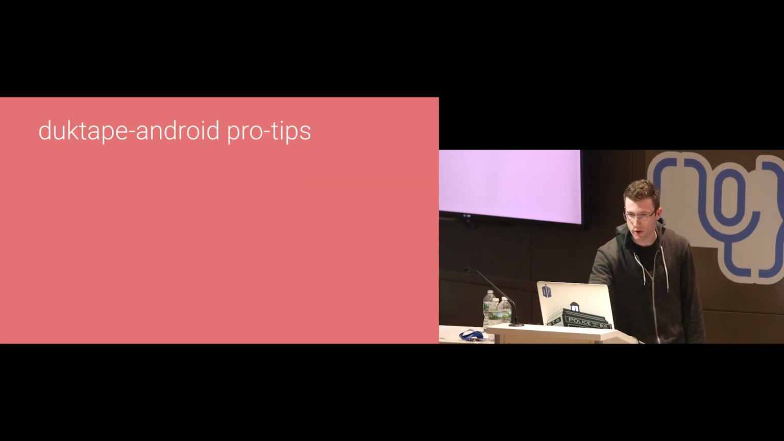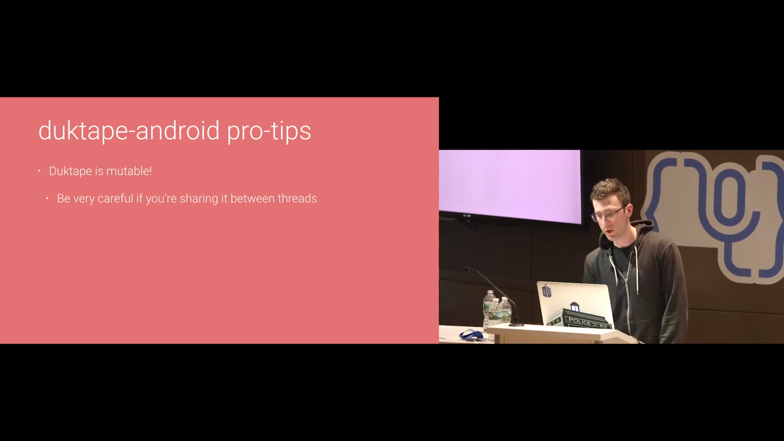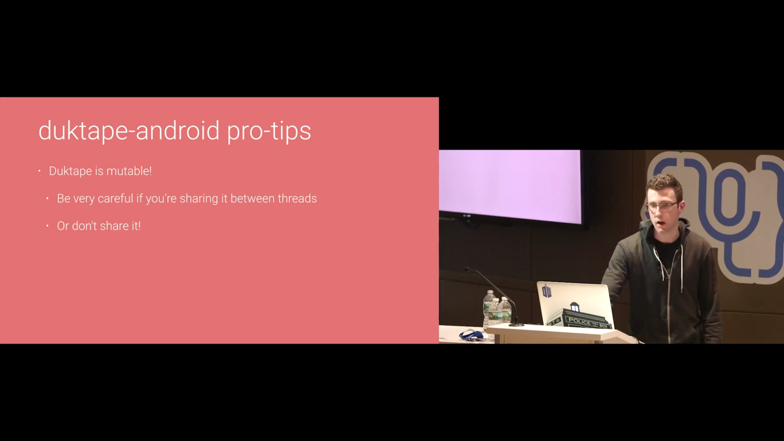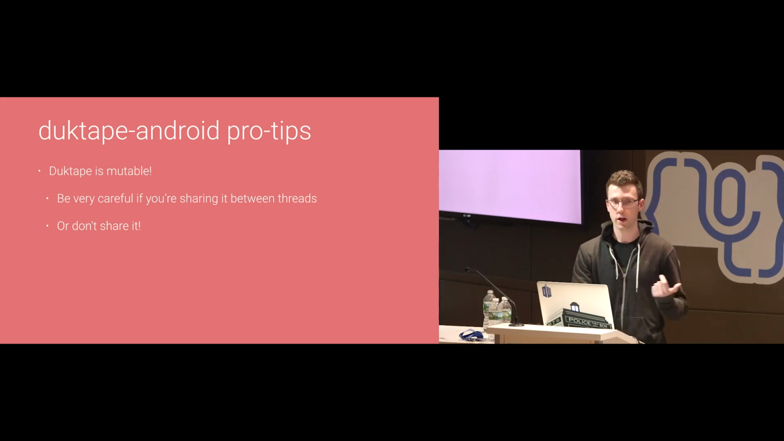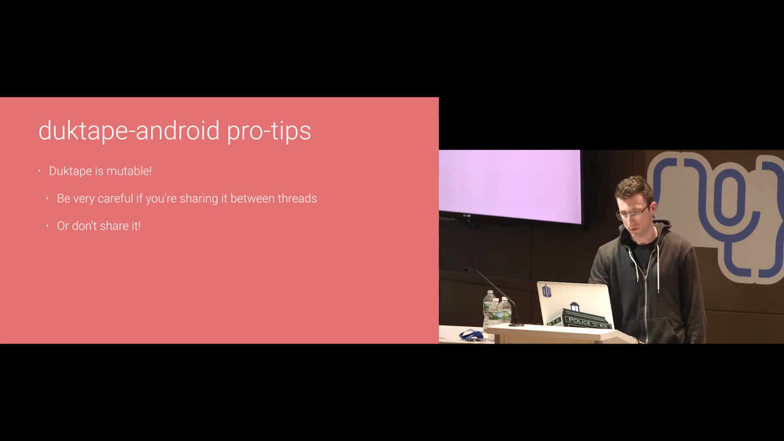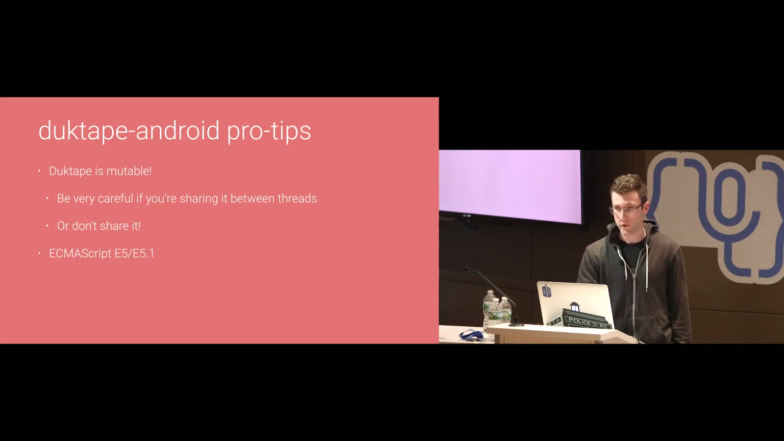All right, so some pro tips for duct tape Android. Duct tape is mutable, so be very careful if you're sharing it between threads, or better yet, don't share it between threads. We have a dedicated looper that we run all our duct tape code on, so it can't be run concurrently, and it's in the background. Also, you can't use any of the new fancy ES6 features of JavaScript, only ES5.1.